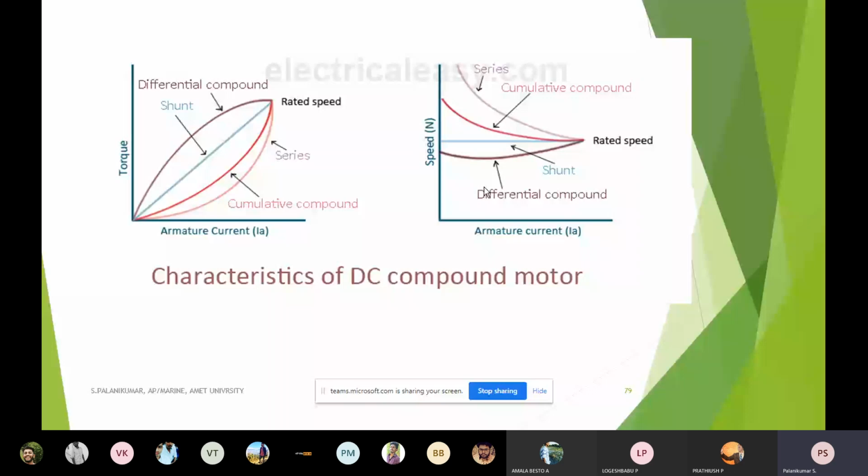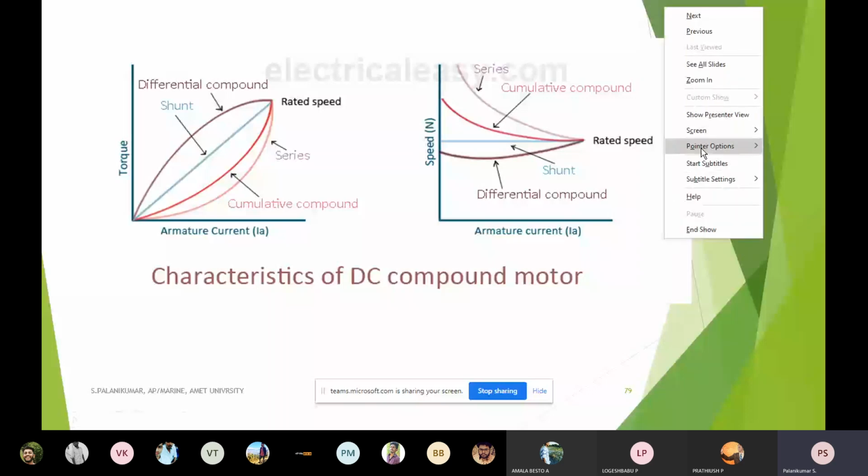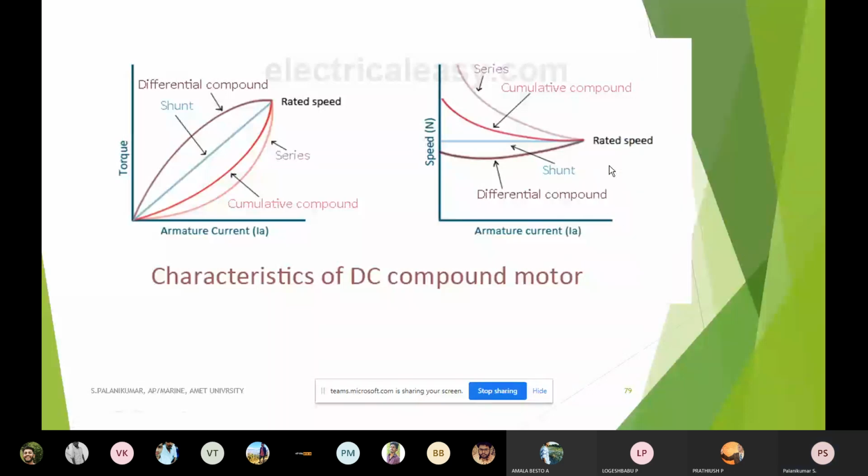I think you can see the graph on the right-hand side, that is two different ones. This is the first one, and the second one is the upper one, that is nothing but the cumulatively compounded. The remaining ones are a comparison only. If it is working as a series motor, I may have a compound motor with both shunt and series field. So I am only operating the series field, or I am only operating the shunt field. These are all comparisons only. But of course, as a compound motor, I can get only two different characteristics.